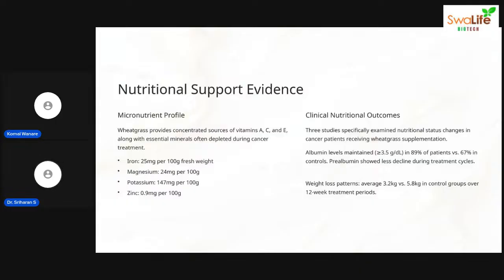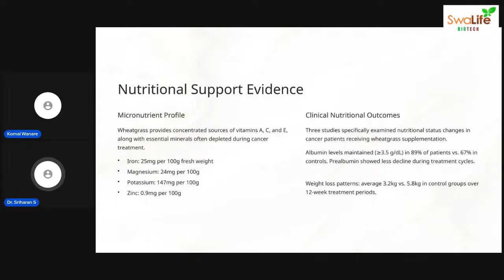So we want to control that, we want to overcome that. In that part, wheatgrass plays a major role. It has a nutrition-supporting profile. The micronutrient profile of wheatgrass includes iron, magnesium, potassium, and zinc. These come from bioactive compounds like vitamin A and vitamin C. So it also acts as nutritional support.